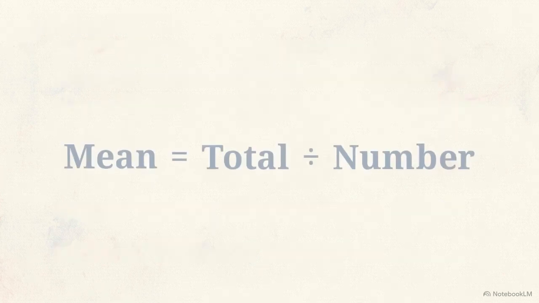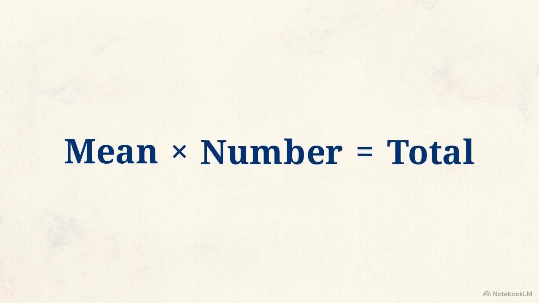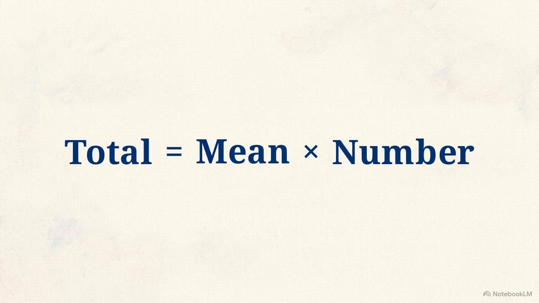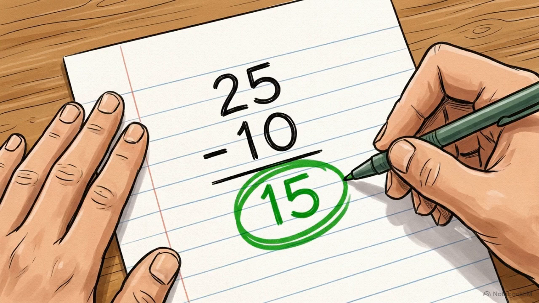To find the missing age, we start with the mean formula. Mean equals total divided by number. Since we know the new mean and number of learners, we rearrange this. By multiplying both sides by the number, we get total equals mean multiplied by number. Mathematically, comparing the original total age to our newly calculated total age allows us to isolate exactly how many years were added by that one new learner.